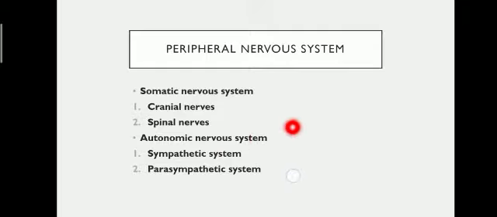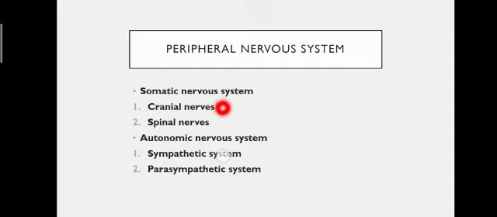Autonomic, from the word we can make out that the actions happen automatically. So that means it controls the involuntary actions of our body. And on the other hand, the somatic nervous system controls the voluntary actions of our body. The somatic nervous system contains two types of nerves, that is cranial nerves and spinal nerves.